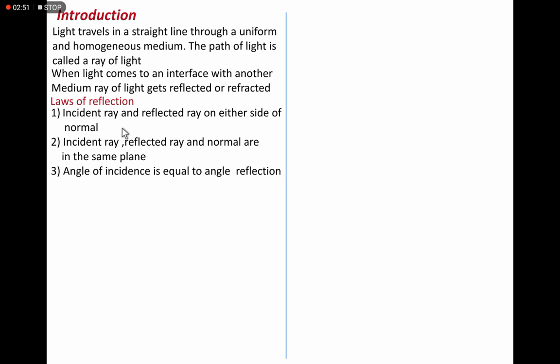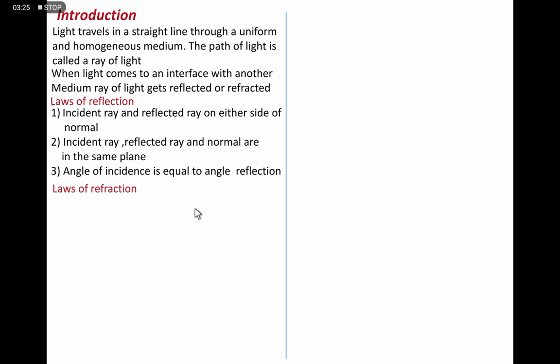The first law is that the incident ray and the reflected ray are on either side of the normal. The incident ray, reflected ray and normal are in the same plane. And the important law of reflection is that the angle of incidence is equal to the angle of reflection.